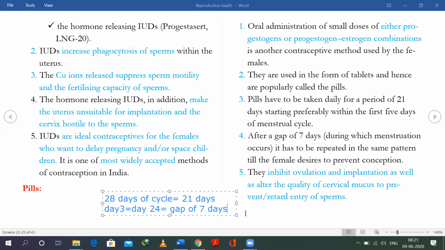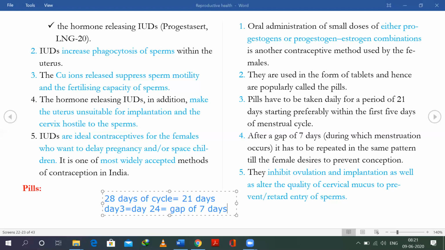Each month, you need to be taking these pills to avoid the pregnancy. And what happens when you take these pills?